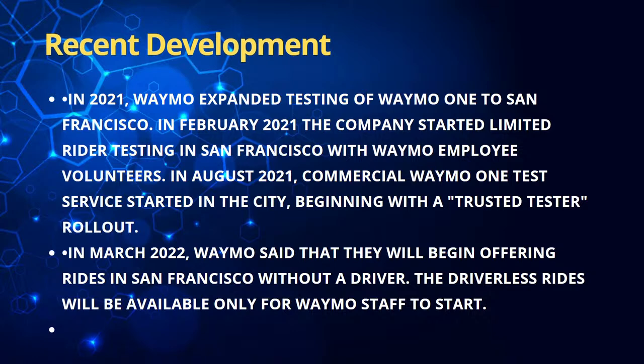In February 2021, the company started limited rider testing in San Francisco with Waymo employee volunteers. In August 2021, the commercial Waymo 1 test service started in the city, beginning with the trusted tester rollout. So still in 2021, a more advanced testing stage was going on. First with the employees, second a commercial version, beginning with the trusted tester rollout. That means only certain people selected from the public are used for this testing.